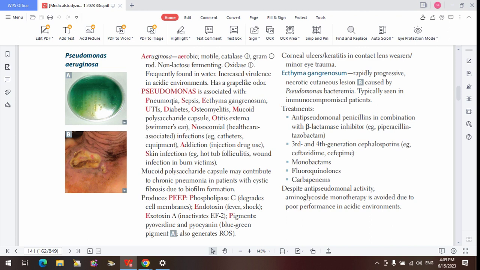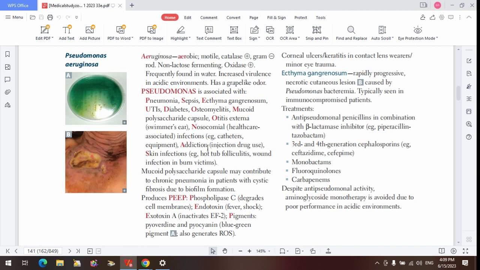So the O is for osteomyelitis. Pseudomonas has some factors that can cause damage, necrosis, that can explain the osteomyelitis, that can explain even the ecthyma gangrenosum. So one of them is the phospholipase C. We'll talk more about it when we get down. Although the commonest organism for osteomyelitis is Staphylococcus aureus.